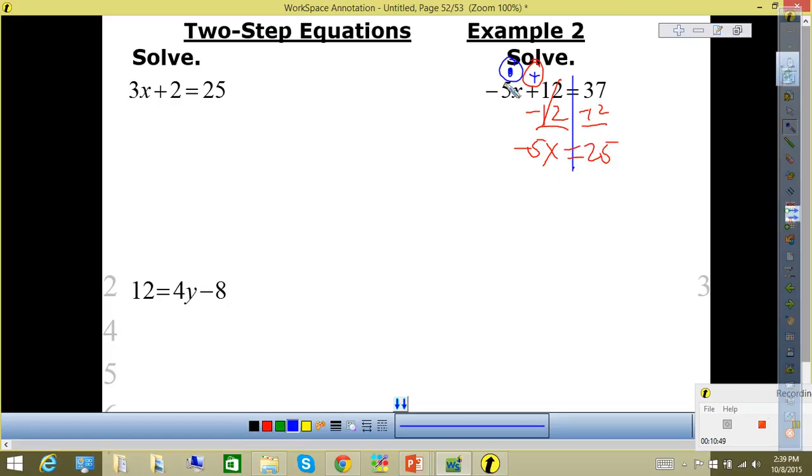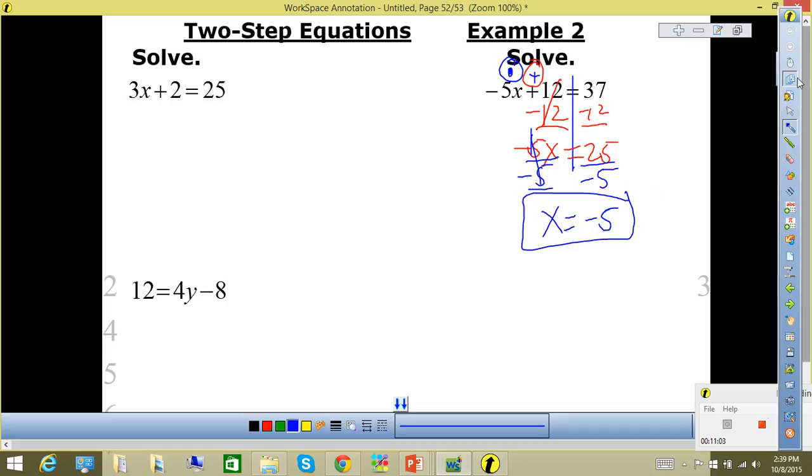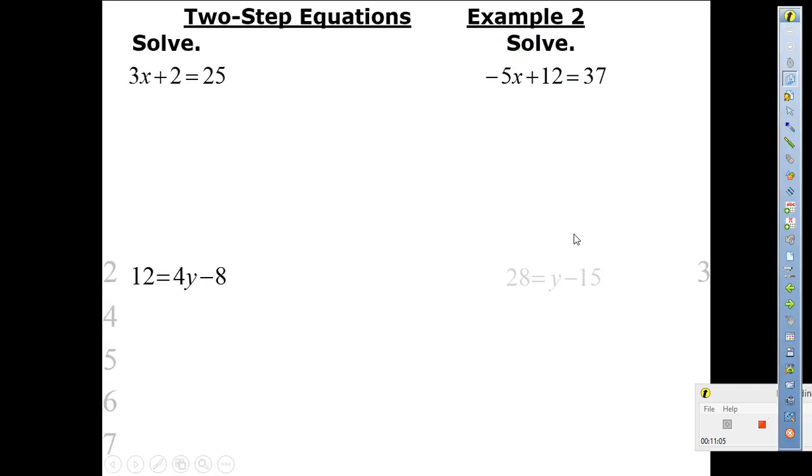What's our last operation? Multiplication. So that means we're going to divide by negative 5. X equals negative 5. Hands if you got that. Okay. We got this, right? All right. So now check this out. Copy this one.